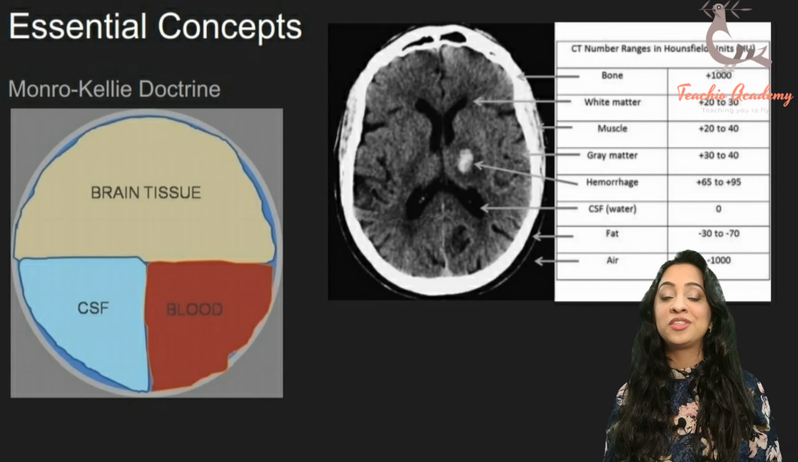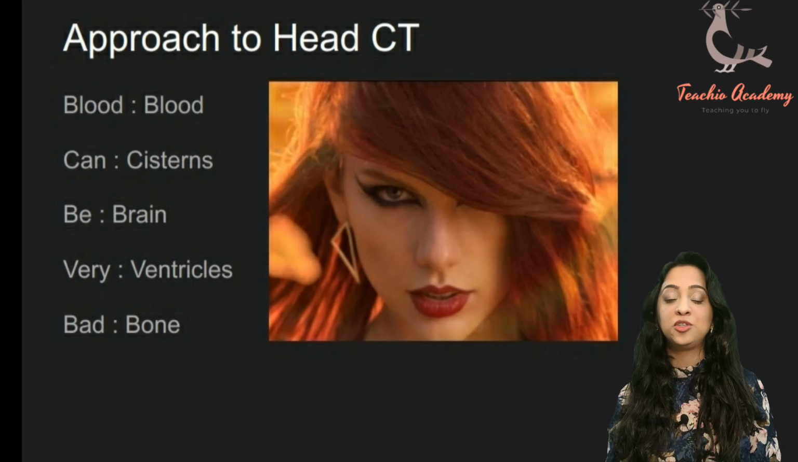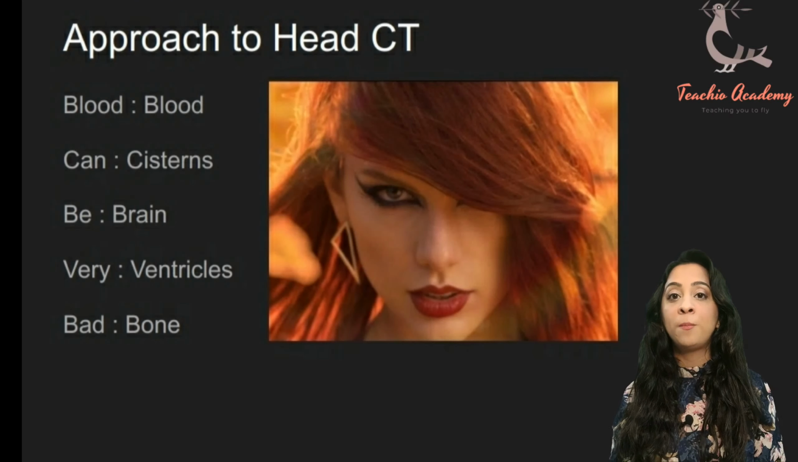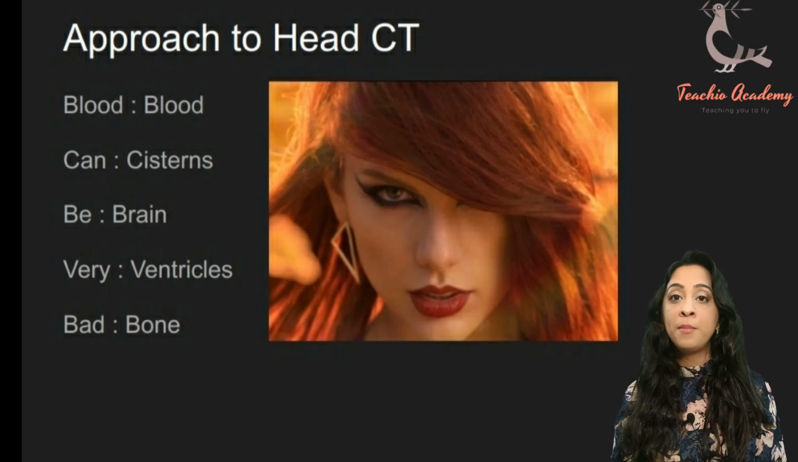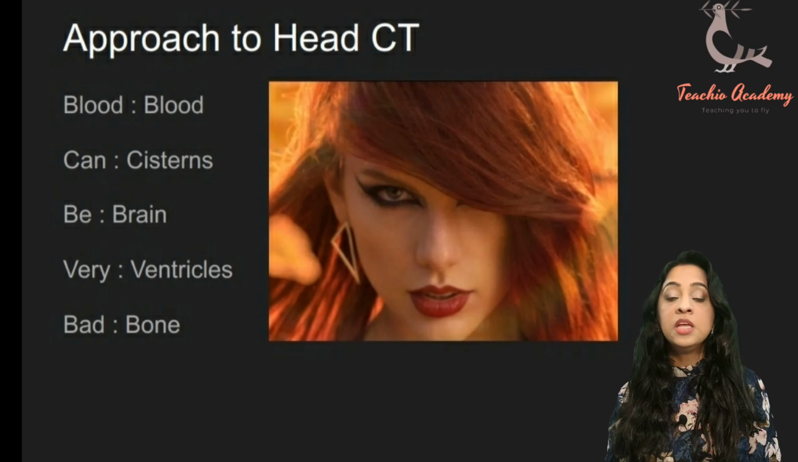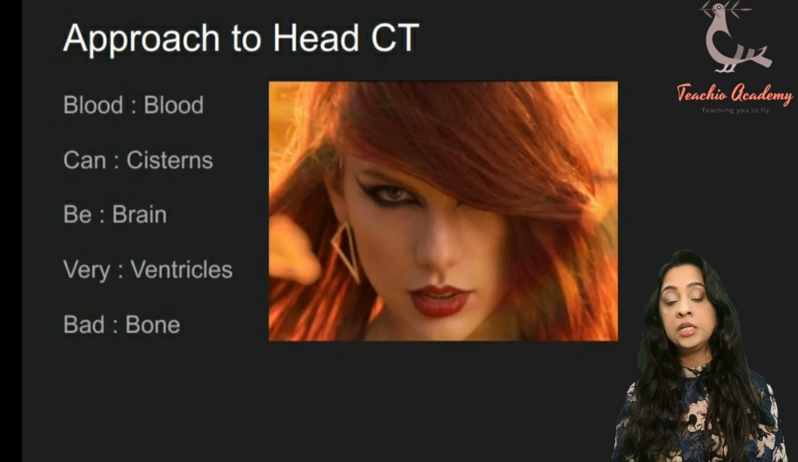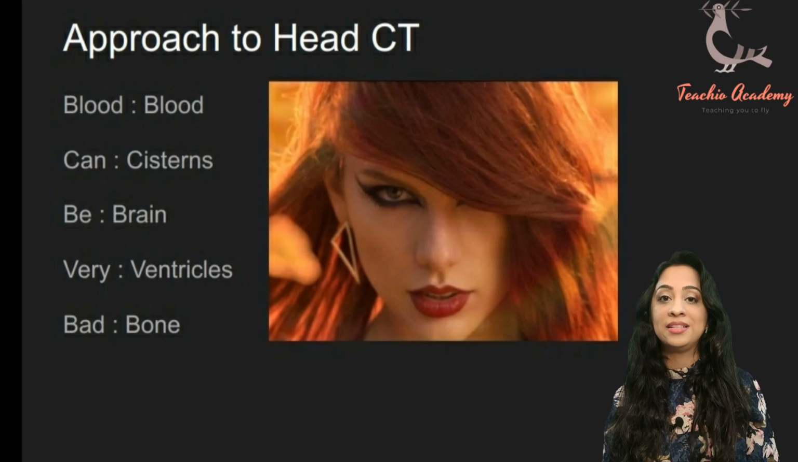Now let's try to do something fun. When you approach a head CT scan, when you're sitting in A&E or on your PLAB 1 exam, the approach is like Taylor Swift's famous song Bad Blood. So you remember the mnemonic, blood can be very bad. You're first going to look at evidence of bleeding. Then CAN stands for cisterns, B stands for brain, V stands for ventricles, and BAD stands for bone.